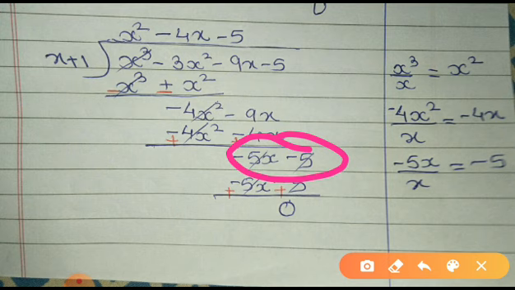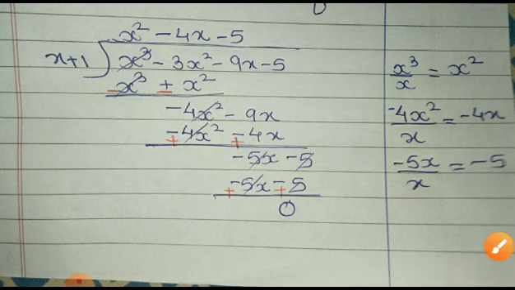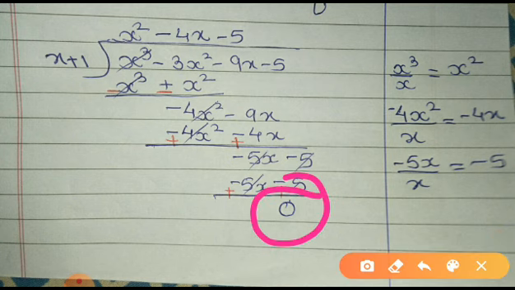Why? What is the degree of minus 5x minus 5? It is 1. What is the degree of x plus 1? It is also 1. That means both degrees are the same and hence I can divide it. So that I'll be getting as minus 5. And after doing the simplification, I got the remainder as 0. So what is the next step?